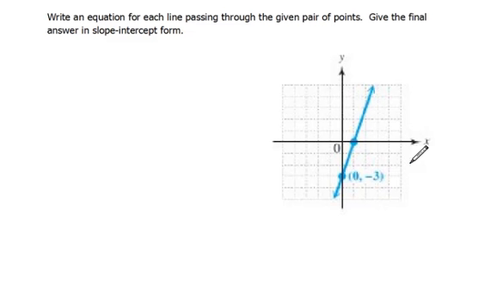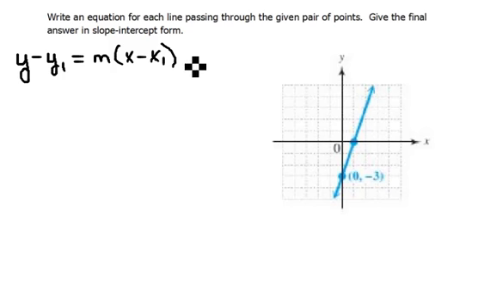Well, for this one, they've given us a picture. And before we even start, since our directions say to write the equation for a line, the first thing we should be thinking of is the y minus y1 equals m times x minus x1 formula, because that's our writing equation of a line formula. But in order to use this, we need two things. We need a point. And they did give us a point, didn't they?